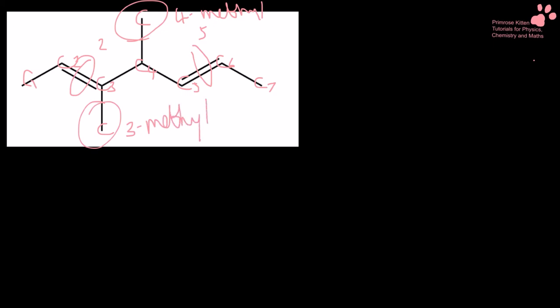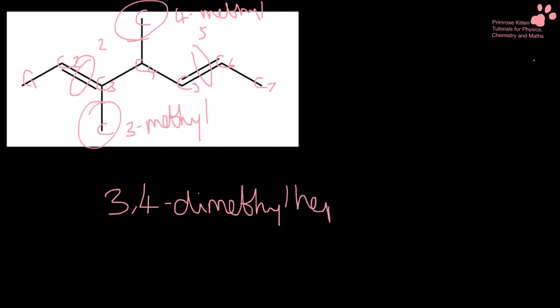Name this one. Carbon, carbon, carbon, carbon, carbon, carbon, carbon, carbon, carbon. Numbering so that we have the lowest numbers possible gives us 1, 2, 3, 4, 5, 6, 7. That's a functional group on 2 there, a functional group on 5. Then we have a 4-methyl, a 3-methyl. So that gives us 3,4-dimethyl hept-2,5-diene.